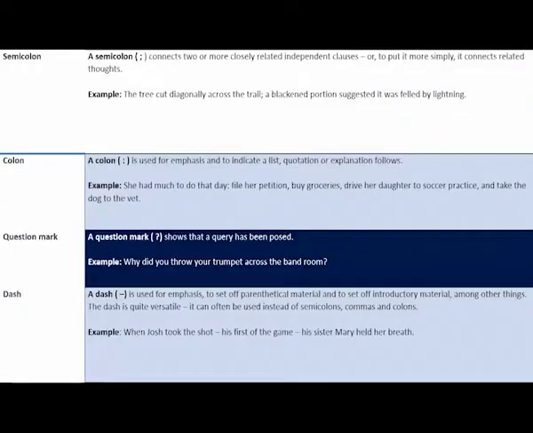We also have a semicolon, a colon, a question mark, and a dash. Amongst these ones, I just want to highlight the question mark, because sometimes you are asked to write an interrogative sentence or a question sentence. But then when you write this sentence and you don't have a question mark at the end, your answer is going to be marked wrong. So it's very important to know that an interrogative sentence or a question sentence always ends with a question mark, which shows that that sentence is a question sentence.